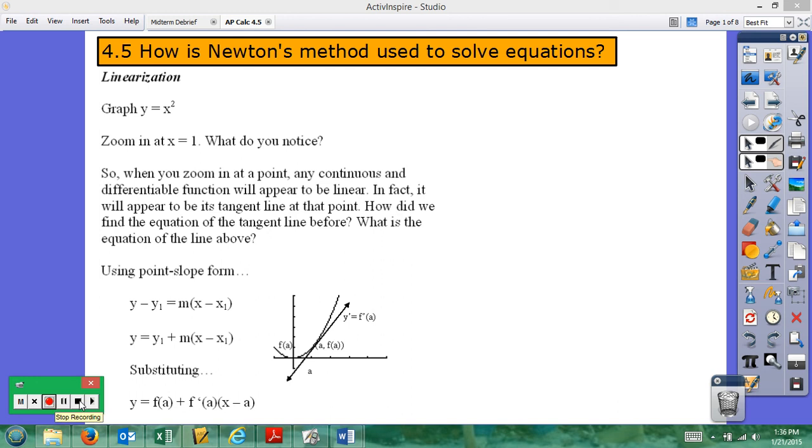Okay, so for section 4.5, we are looking at using Newton's method to solve equations. That's our EQ. Now there's a couple other components to it that we'll look at. One of them being the idea of a linearization. Now, this is one of those areas in math where a familiar concept sort of gets a new name.